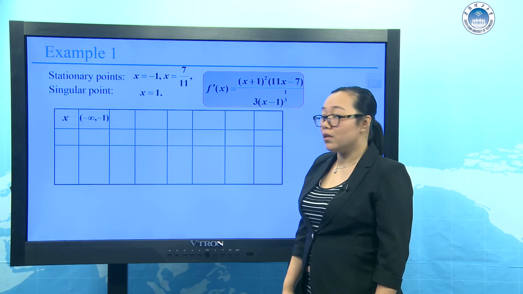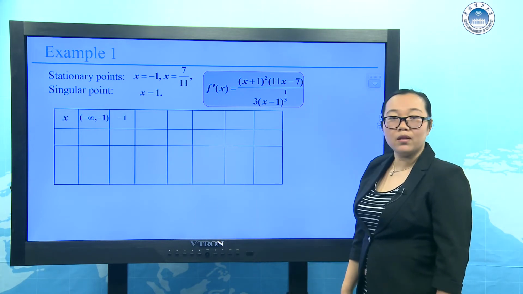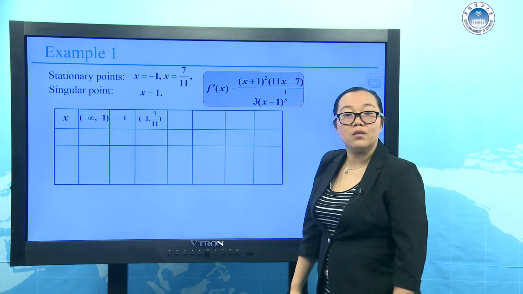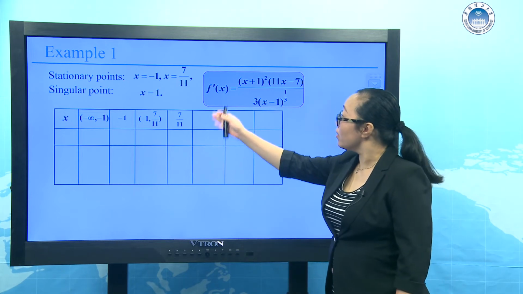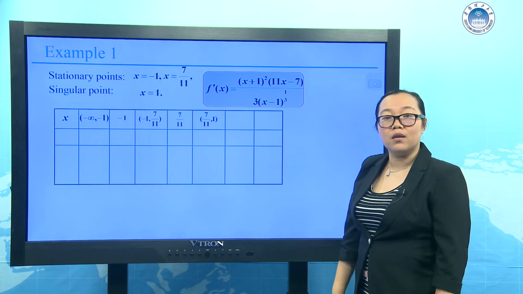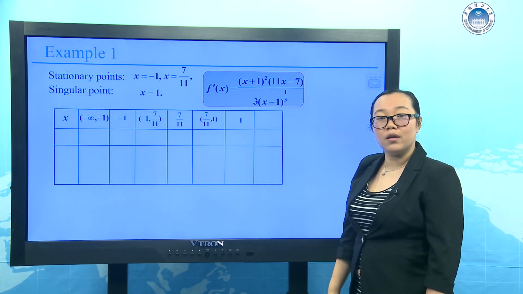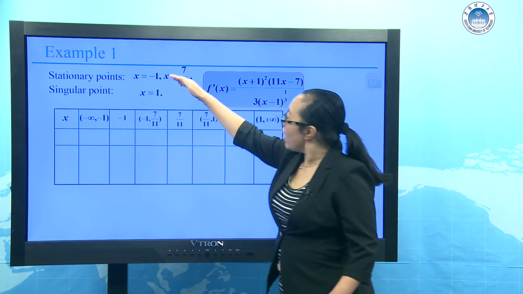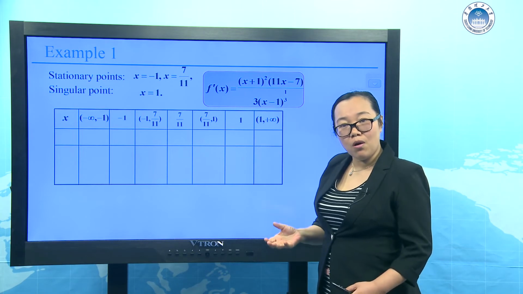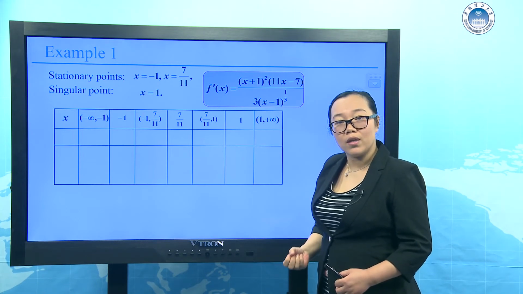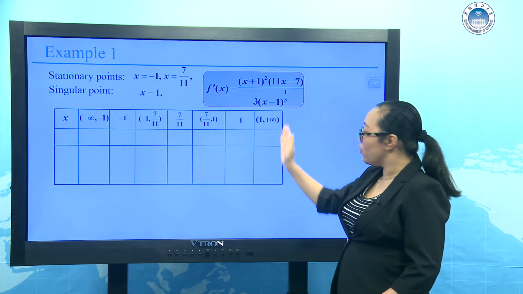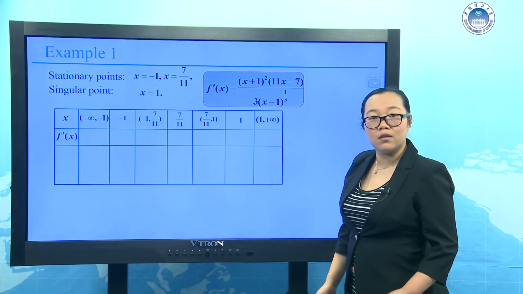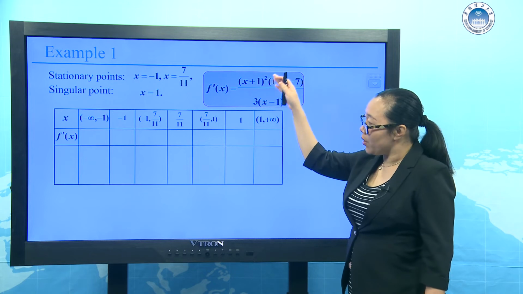Okay, minus infinity to minus 1. Minus 1 is our special point, a stationary point. Minus 1 to 7 over 11. 7 over 11 is another stationary point. And then 7 over 11 to 1. 1 is our singular point, and then from 1 to positive infinity. So with 3 points, our original domain is divided into 4 intervals. Now look at the corresponding f prime signs according to this expression.